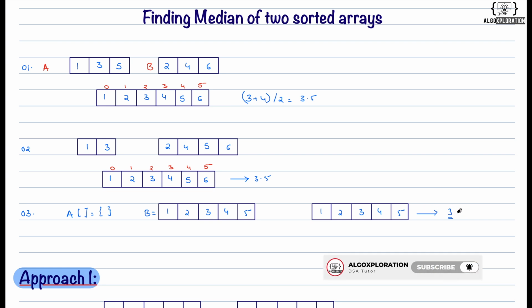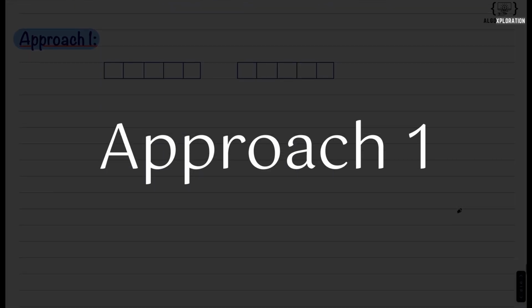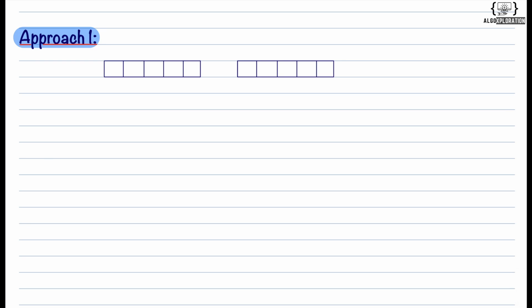So I believe you got the question. Now how can we solve this question? So approach 1. If we have two arrays in sorted order, what we can do is take these two arrays and convert them into a single sorted array using the merge algorithm. I believe you know what the merge algorithm is. If you don't know, I will be referring that lecture in my description, so you can take a look. Now if I merge these two sorted arrays into a single sorted array, it will look like this.